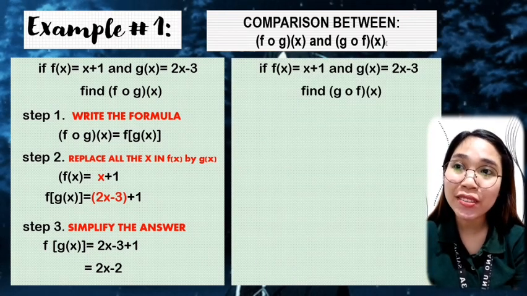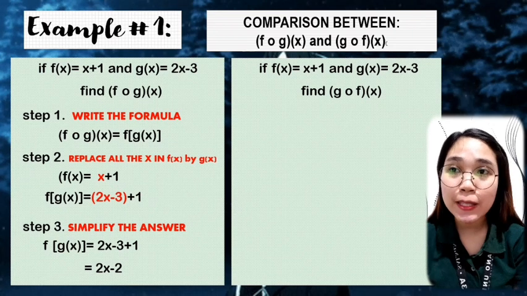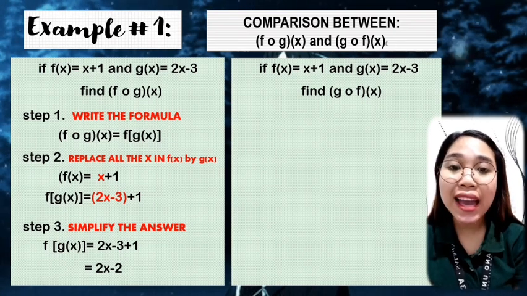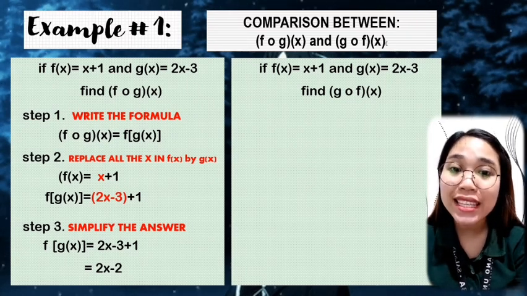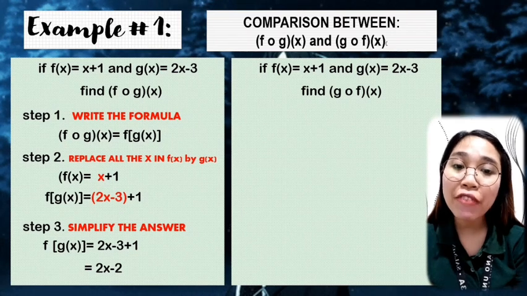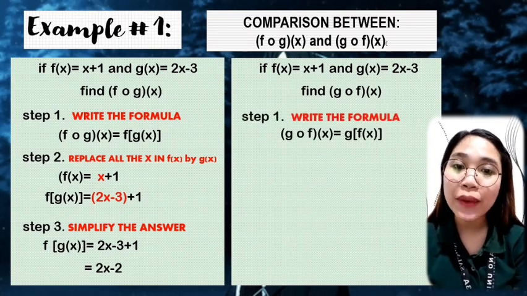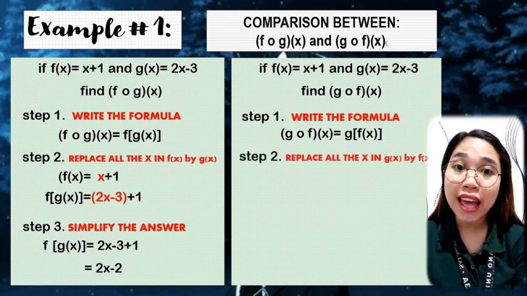Okay, same question. We have if f of x is equal to x plus 1 and g of x is equal to 2x minus 3. Now, we're going to find the quantity of g circle f of x, where g of x is the outside function and f of x now is our inside function. Again, step 1, write the formula. Okay, sa formula pa lang magkaiba na sila.